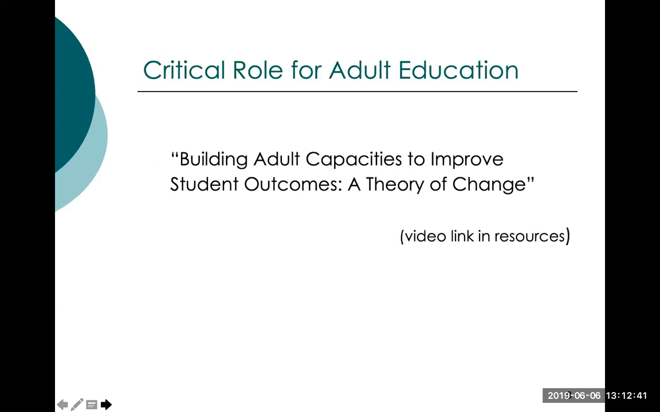And I'd like to share a resource that supports the role of adult education in children's learning outcomes. Building Adult Capacities to Improve Student Outcomes, A Theory of Change, is a 5-minute video from the Center for the Developing Child at Harvard University. The theory of change is to focus on the development of the adults who are important in children's lives. One area is developing parents' skills so that they can not only be more effective parents, but so that they can also provide stability for the family.